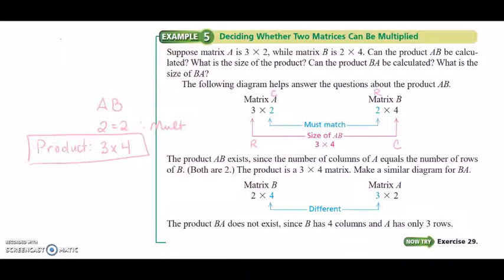So now, a question is, can B times A be calculated? Remember that B is a 2 by 4 and A is a 3 by 2. These numbers do not match. Therefore, that product does not exist.